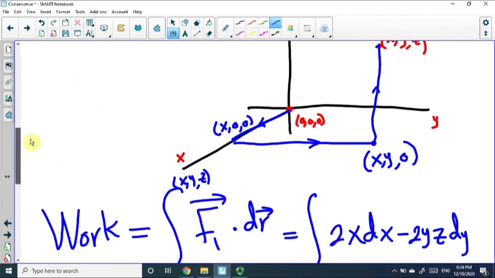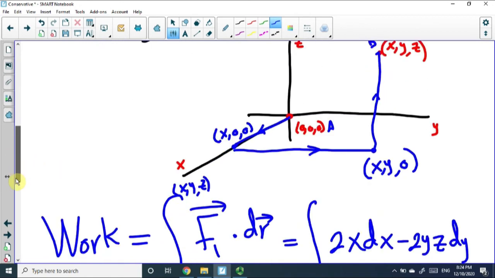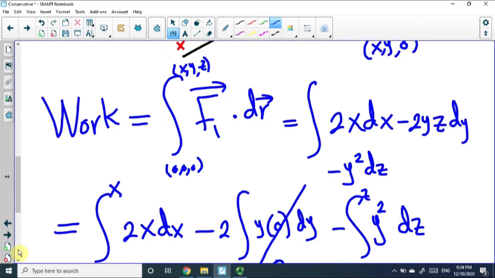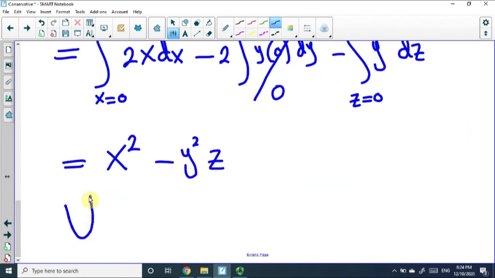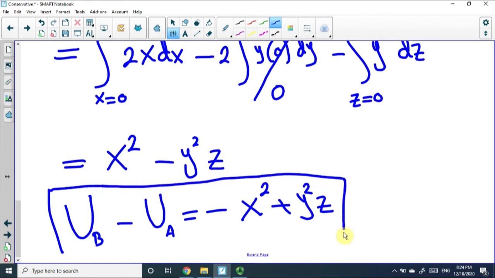Now let's connect things. So potential energy at the end, that's point B, minus potential energy at the beginning, that's point A, is related to the work. So let's try that. Potential energy at the end minus potential energy at the beginning is minus the work. So that's minus x squared plus y squared z. So this is the result for the potential energy.